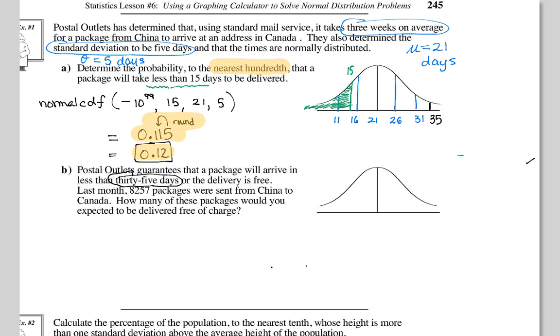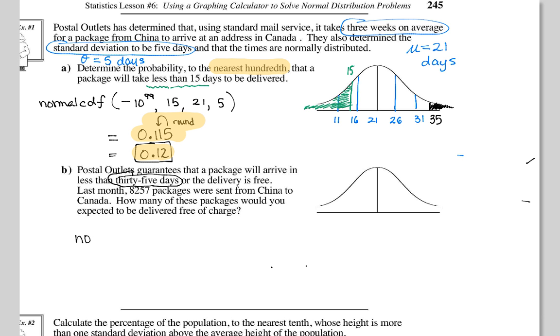Yeah. Good. So for this 35, do we want to shade before the 35 or after the 35? Yeah, after, because it's the ones that come late. So after 35, those are the ones we're interested in. Is that a really big area I shaded relative to the whole? So you should predict, or you should see, a small value when we do this.